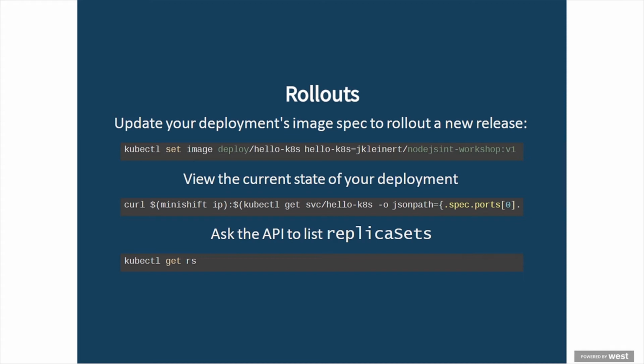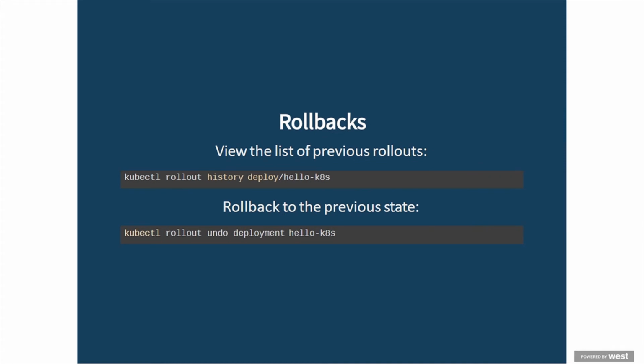You can use kubectl get rs to view the rollout as it spins up replicas on a new replication controller and spins down replicas on the older replication controller. To view the list of previous rollouts, you can use the kubectl rollout history command on the deployment resource that you would like to investigate. And you can roll back by running kubectl rollout undo deployment and the deployment ID.